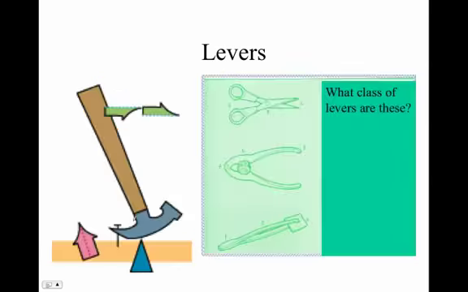Let's see if you can identify the class of lever. We've already done tweezers, so that's class 3. How about this that's breaking open a walnut? Fulcrum load effort. What class of lever would that be? Fulcrum load effort. That's a class 2, like a wheelbarrow. Let's look at this hammer. It's trying to pull out the nail. So here is where it's resting on the bench. There's our fulcrum. The nail is the load.